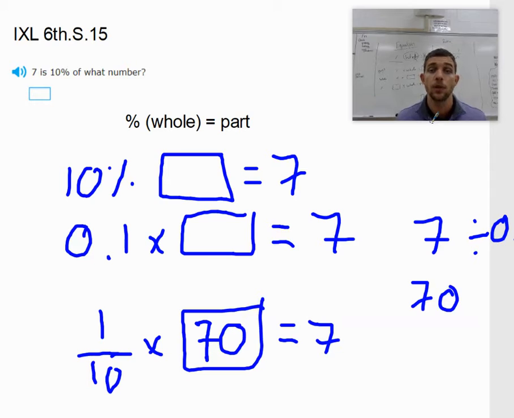In this video, we learned how to calculate the whole when we're given a percent and a part. And that's on IXL 6th grade S15.